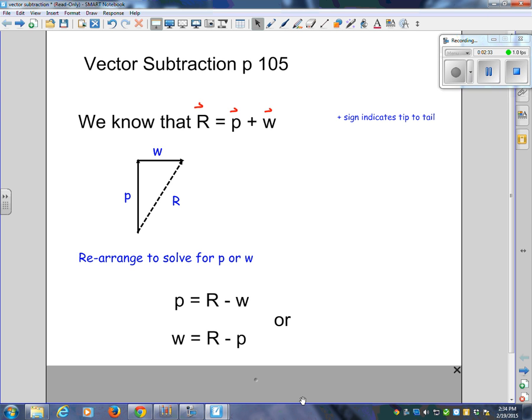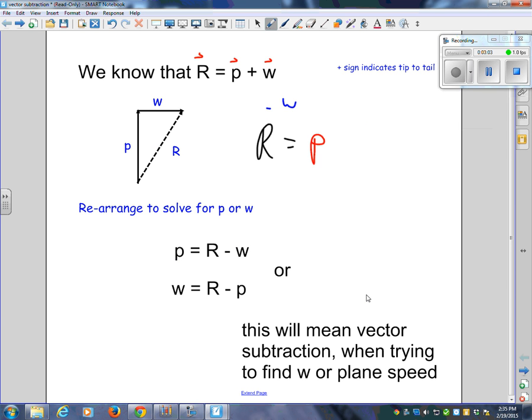Because if I've got, let me show you here, R is equal to plane plus wind, right? And I want to solve for P, I've got to take the W to the other side, and then it becomes negative W, right? R minus W is equal to P. And vice versa for the wind, right? If you're solving for the wind, that's resultant minus the plane speed. Okay? So this will mean vector subtraction.